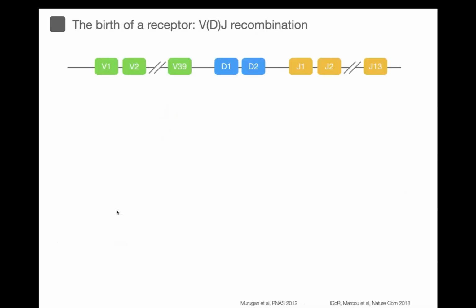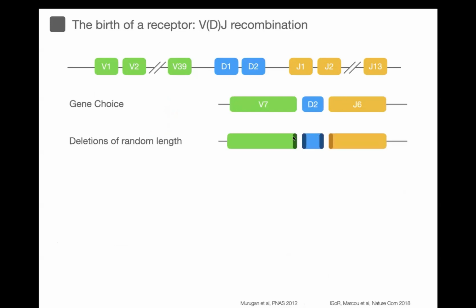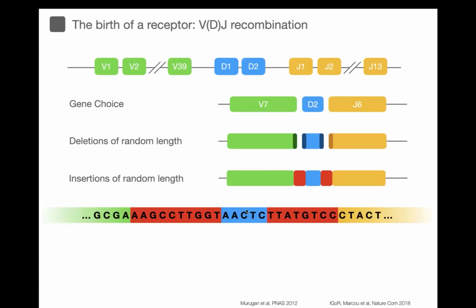So back to VDJ recombination, we all know how it works. We have some V genes, D genes, and J genes. We choose one random one from them. We do some deletion of random length. We insert some nucleotides inside, and we get this nice, beautiful sequence.